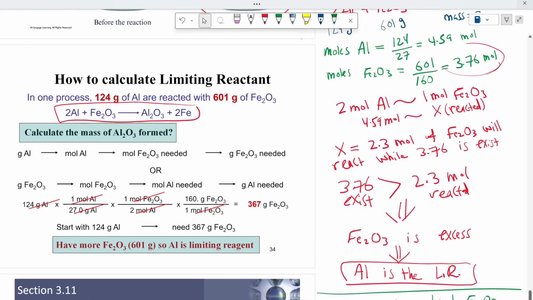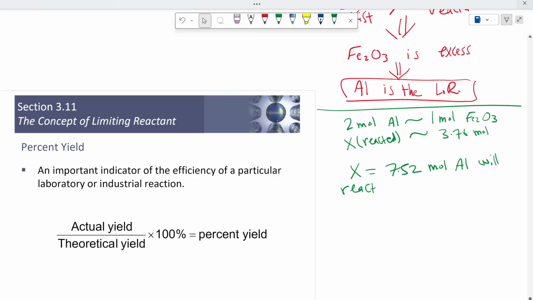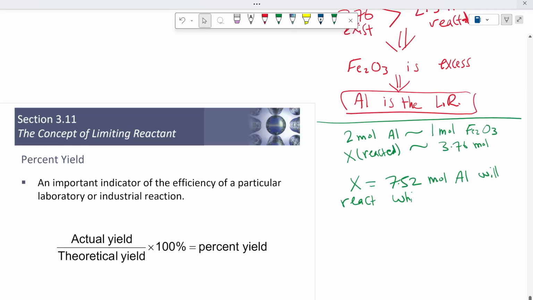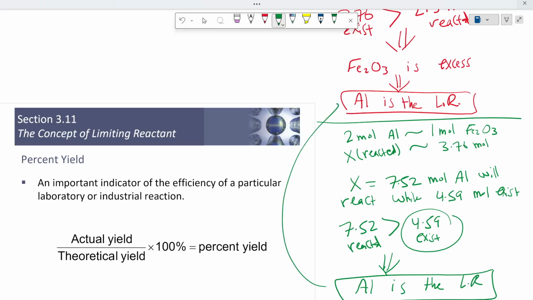Now compare it with the exist moles of Al. We have only 4.59 mole exist. Here, the reacted moles, 7.52, is greater than the exist moles, 4.59. This is the exist. Here is the reacted. So what does it mean? It means that the entire amount of Al will react. So the conclusion is that Al is the limiting reactant. As you can see, we ended with the same conclusion.